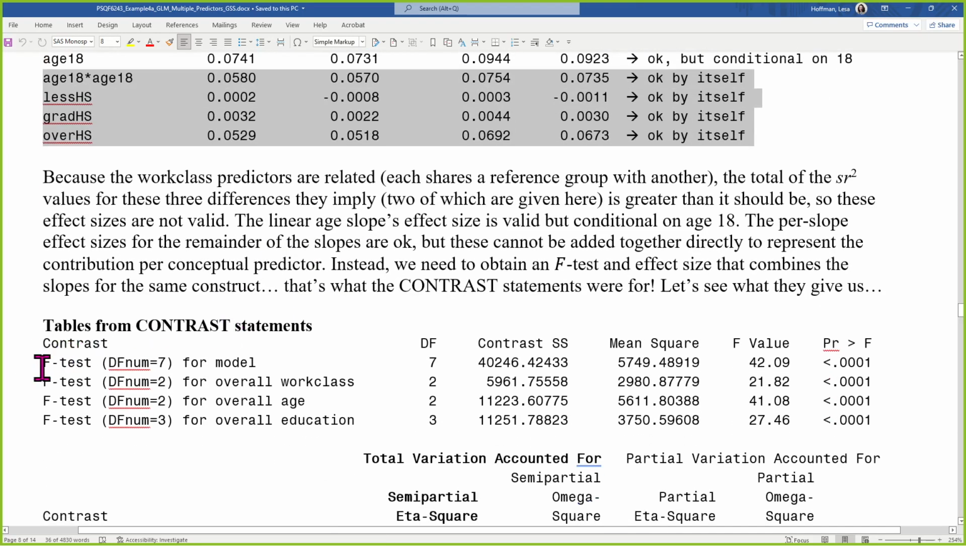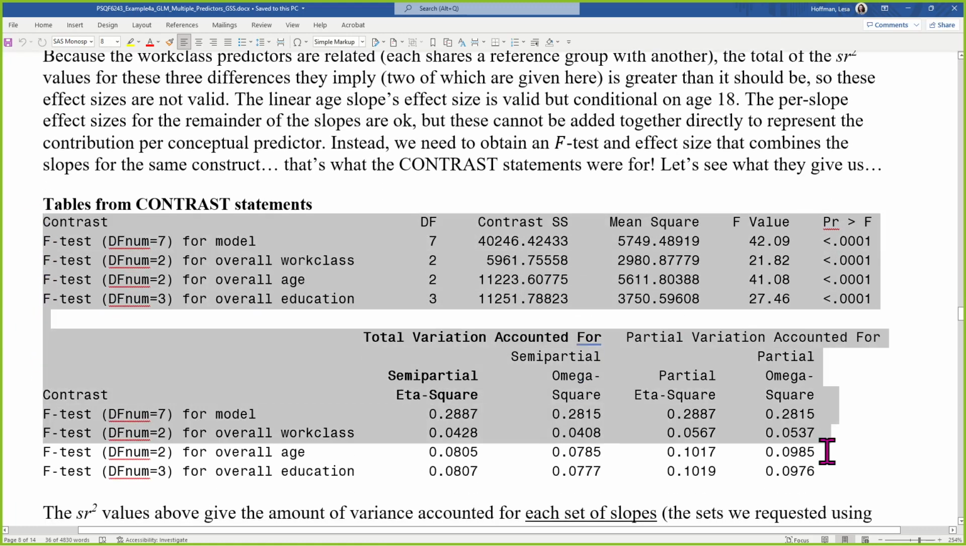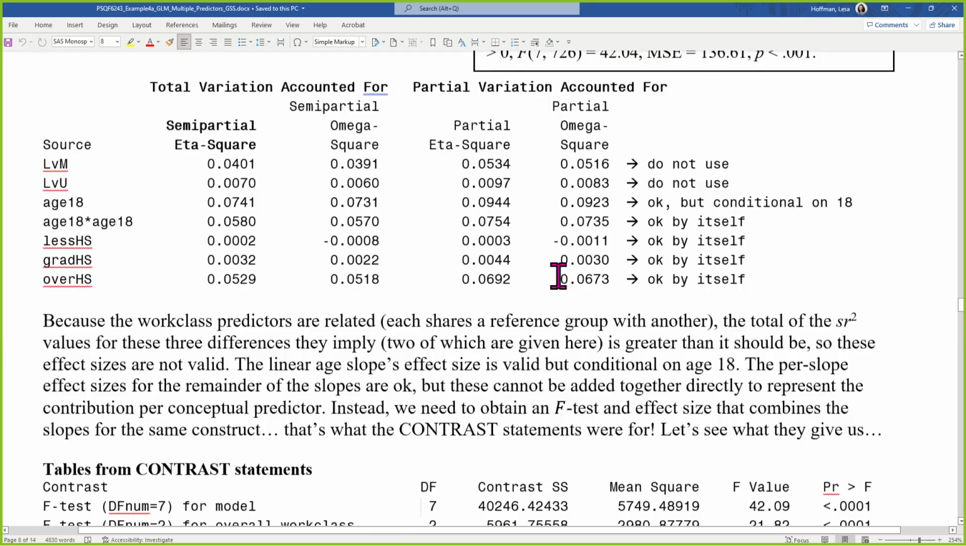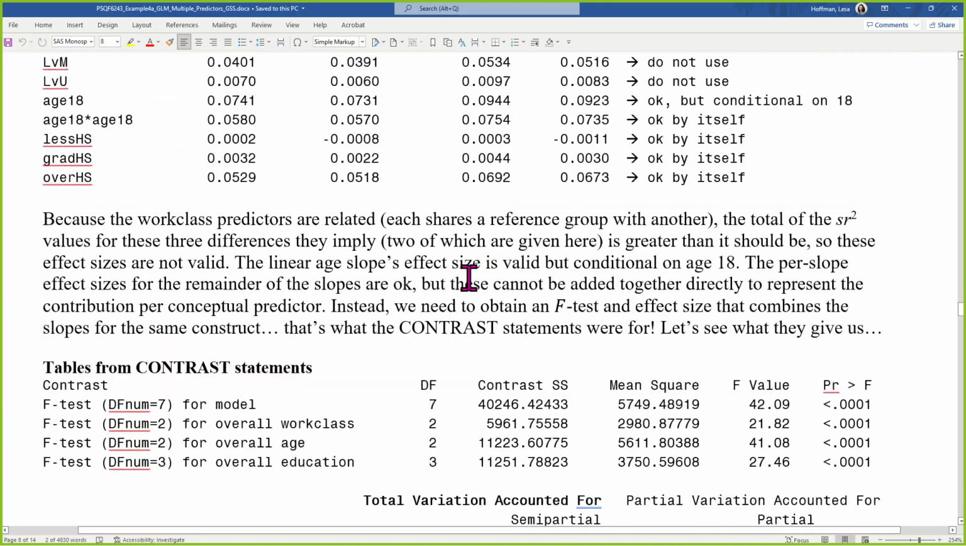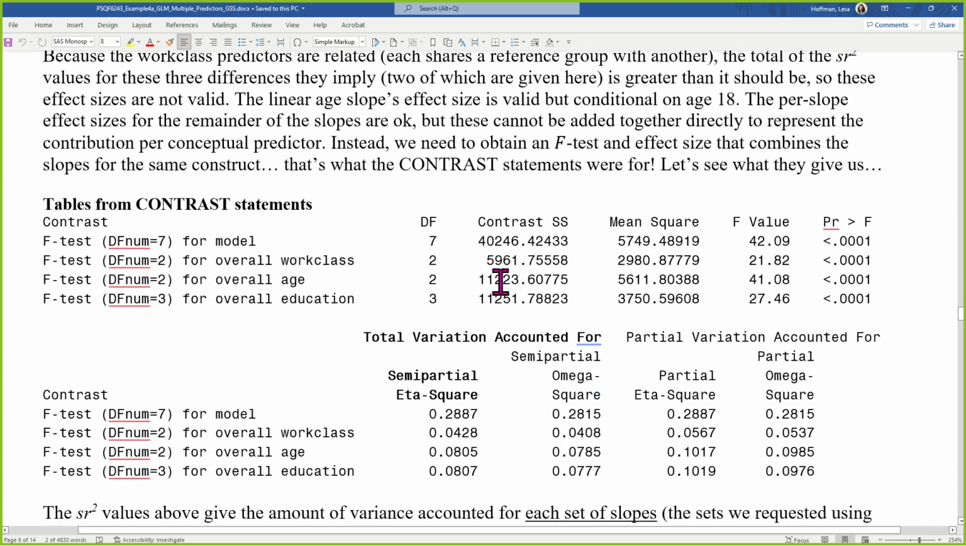So the results from my contrast statements then come next to help me do that. So the first one is the pedagogical one, F-test for the model with 7 slopes in it. The sums of squares created by those 7 slopes and the mean square that you get by dividing that sums of squares by 7 are the exact same thing as what we get up here, not a coincidence. And the F for that is the same thing that we get up there too.